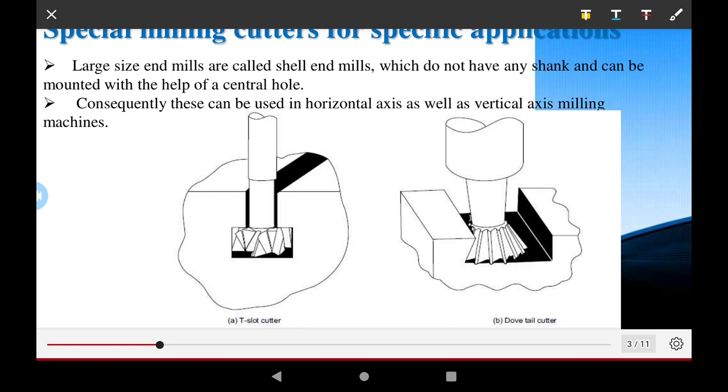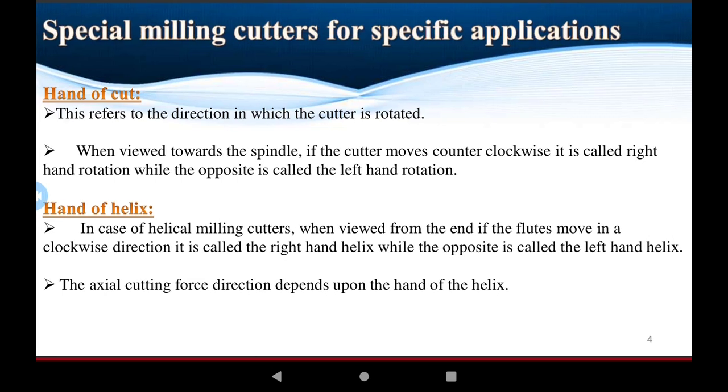These tools are used at very high rotations, reciprocal and rotary motions. Special milling cutters are for specific applications. Hand of cut refers to the direction in which the cutter rotates. This is some of the drilling machines and the milling machines, and it refers to the direction in which the cutter rotates when viewed toward the spindle.